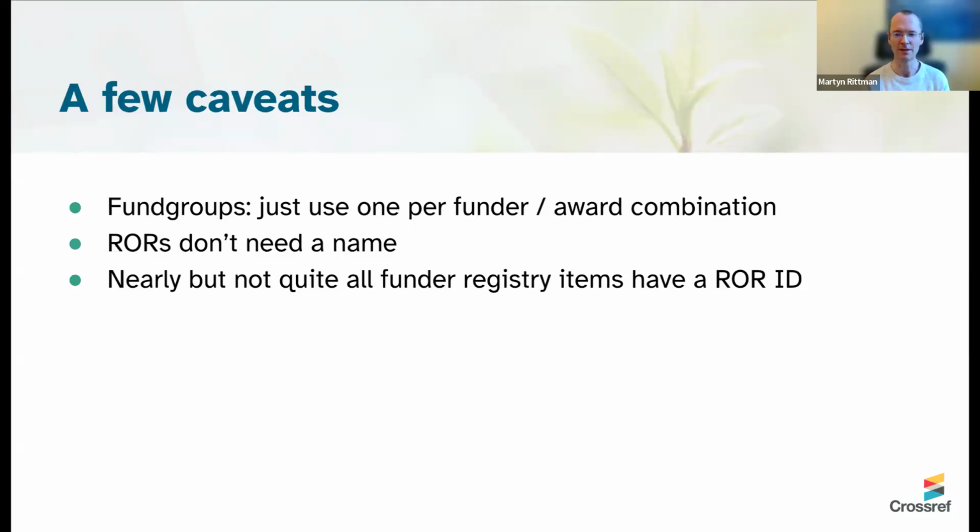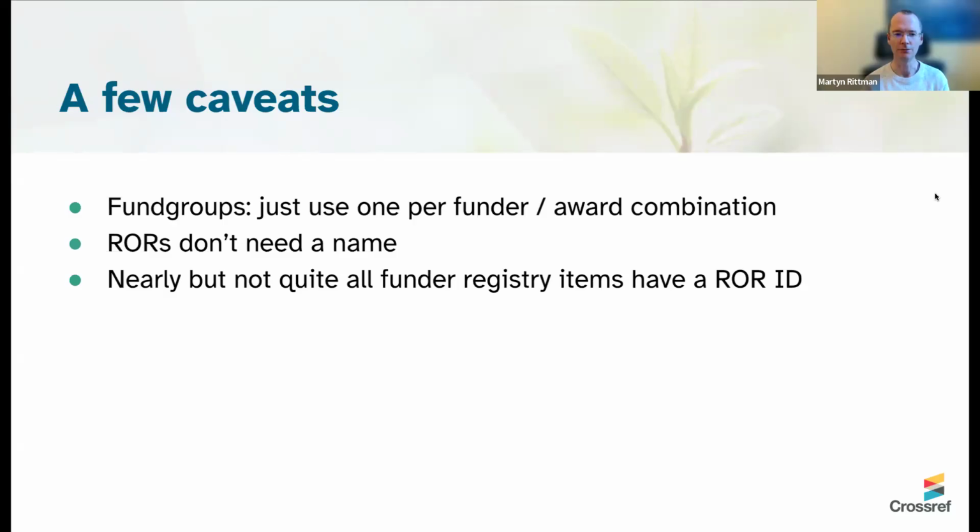What I would recommend is avoiding that complication. And if you're depositing with XML, just use one funder and one award combination. So if you've got maybe an award which is supported by two funders, you put those just in two separate fund groups. If that goes over your head, don't worry. It's a technical point, just in case you are thinking of implementing this using XML.